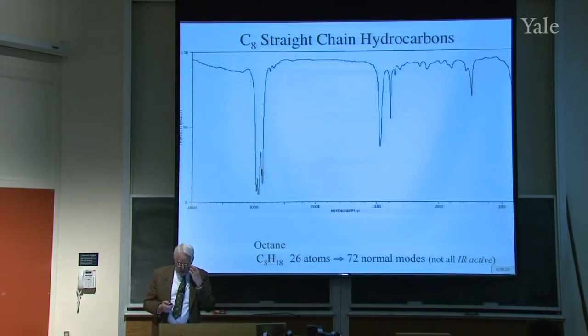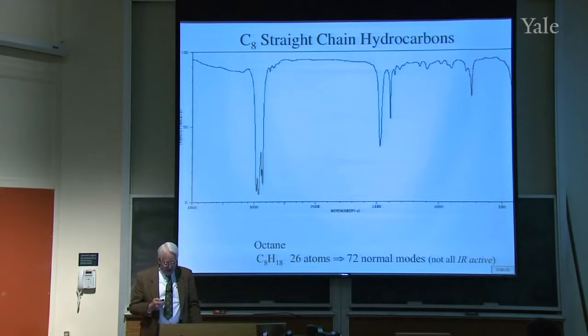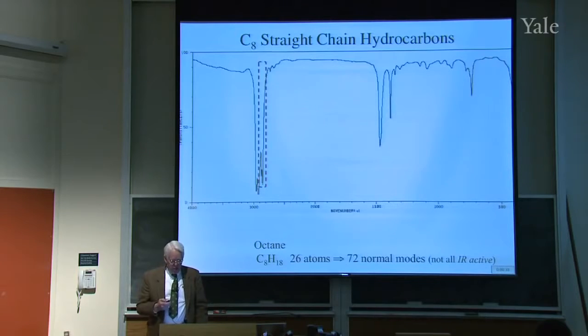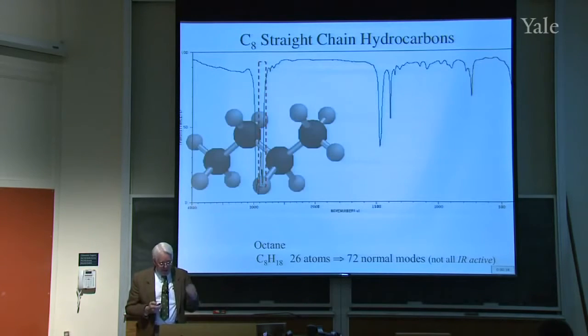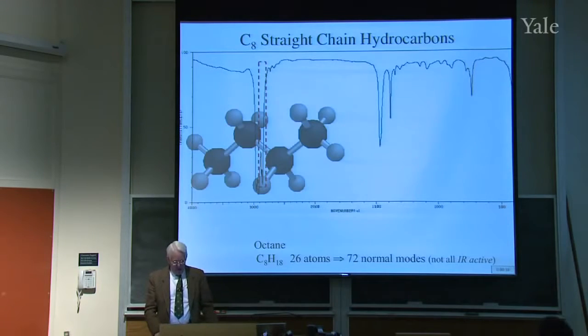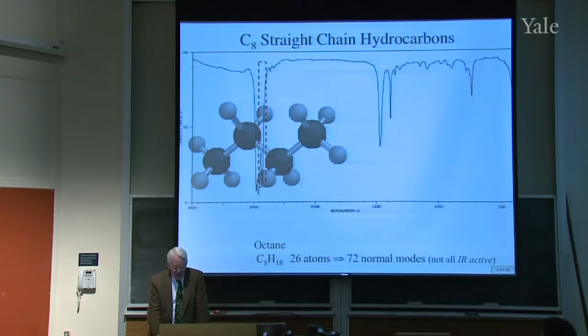Okay, so there are 72 normal modes here, but not all of them are IR active with this C8H18. So let's look at that particular peak there. There are actually several there, but anyhow, one of them is this. So there we have the molecule, and here we distort it. Now, tell me what's happening in the distortion. What's mostly changing?